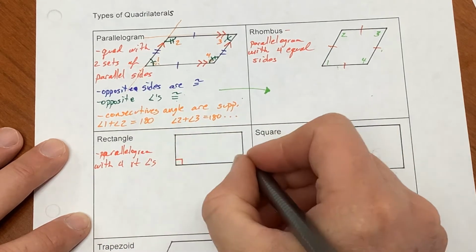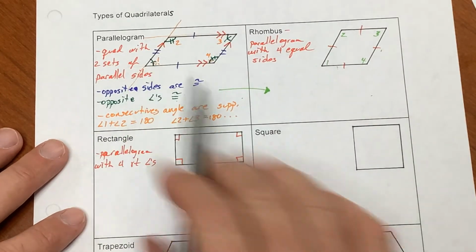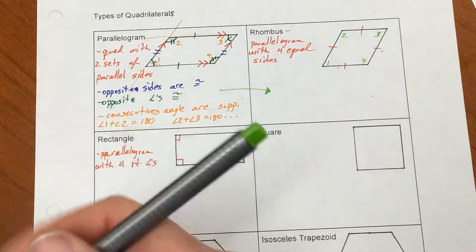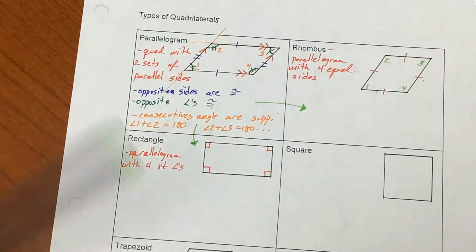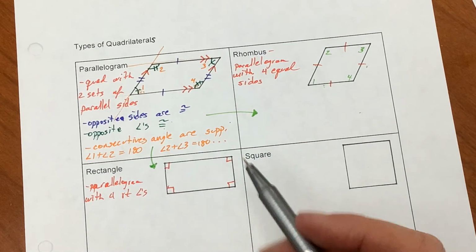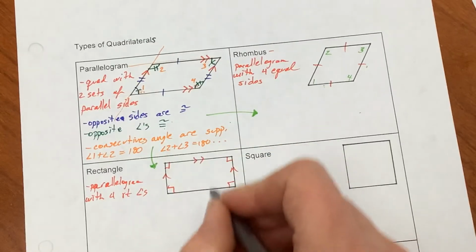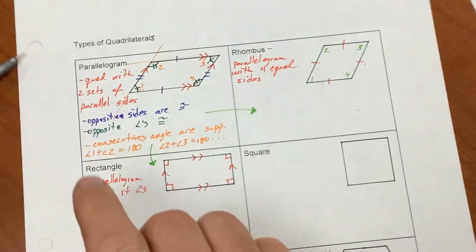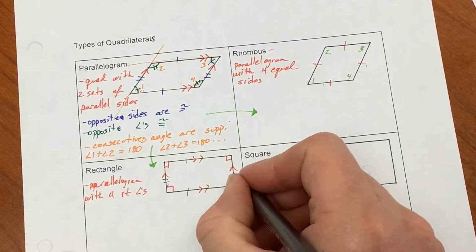All right, so that, and that. Now, that follows the rule from above. So again, same rules apply for all of these down here. Opposite angles are congruent. They're all 90. Consecutive angles are supplementary. 90 and 90 is 180. Opposite sides are parallel, just like they are here. Opposite sides are congruent. So this is equal to this, and this is equal to this.